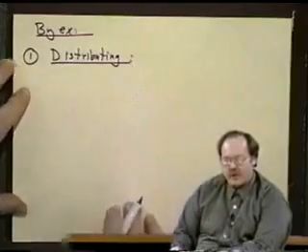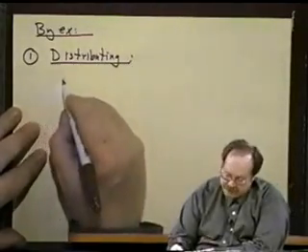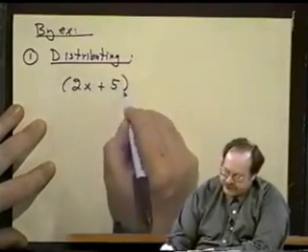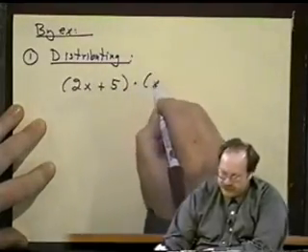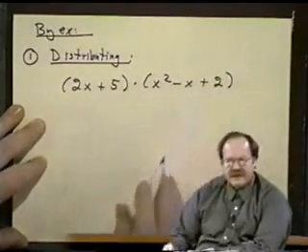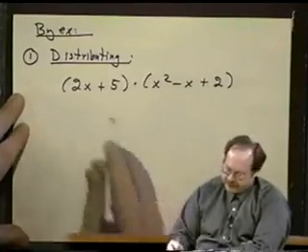Now this is sort of a horizontal method of multiplying. It's a simple idea, and with practice you may prefer this. You may find this to be what you like to do. Let's multiply 2x plus 5 times x cubed minus x plus 2. So I'm taking something simple, a couple of small polynomials, and we're going to multiply them together.